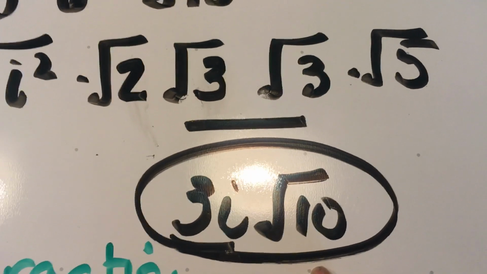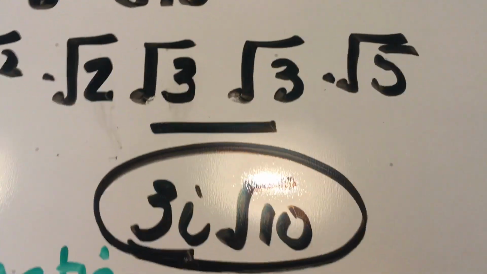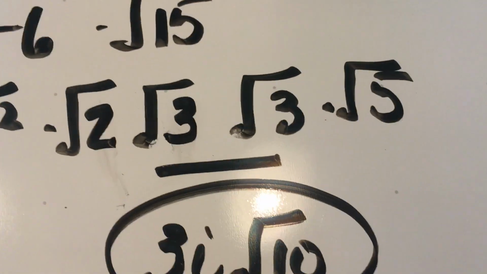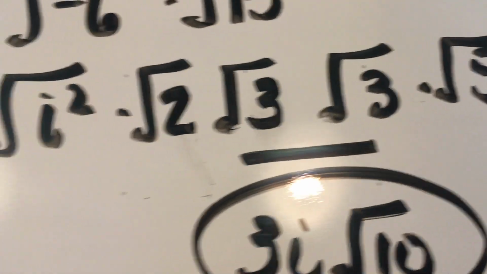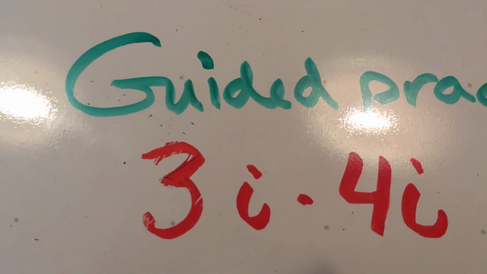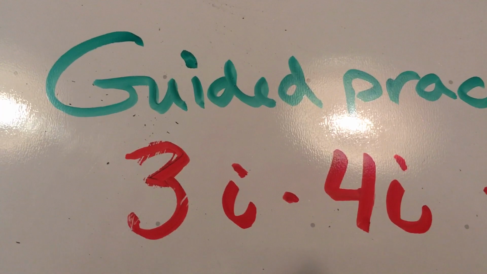Okay, now I've got 2 more problems that are like the ones we just did there. If you want to look at the beginning of them and pause till you get it done and then check it, that would be great. So here's your guided practice. 3i times 4i.